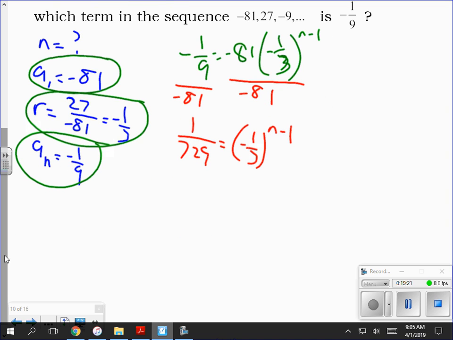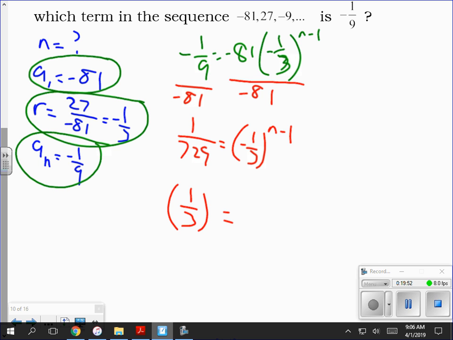Here's the thing. I need to write 729 as 1/3 to some power. That's what I want to do. I want to write 729 as 1/3 to some power. Well, 1 is 1 to any power. It doesn't matter. It's getting this 3. 729 is 3 to what power? Just use your calculator and guess and check.